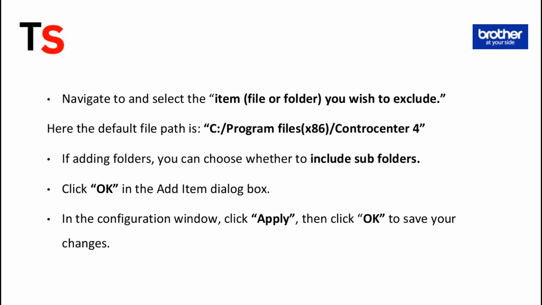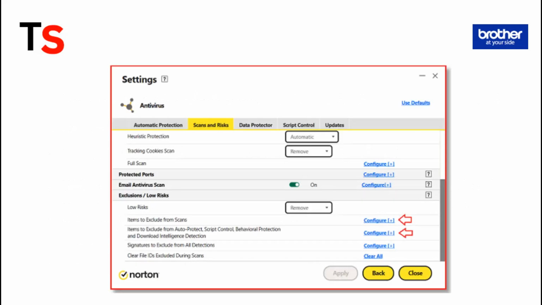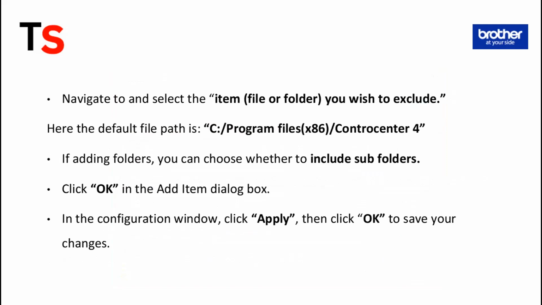So you have to repeat the same step for items to exclude from Auto-Protect as well. Once the file is added successfully, the Control Center 4 application is now free from scanning.